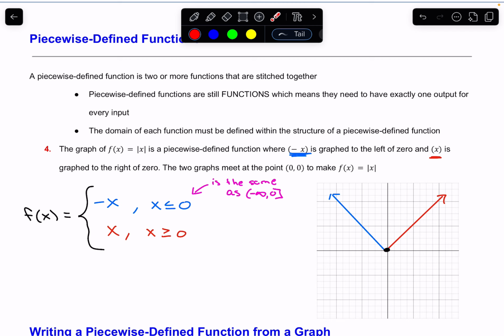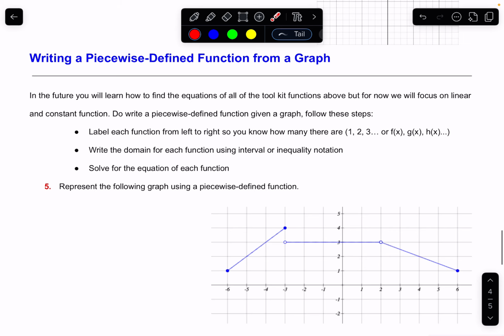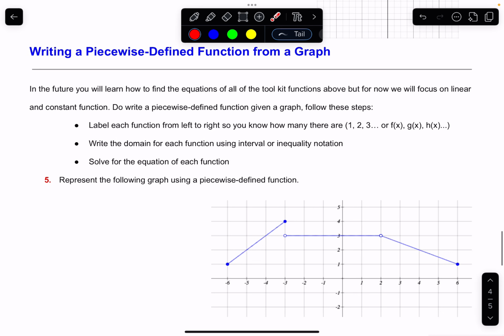So that's the absolute value function. Absolute value of x is really two functions pieced together. And you've now seen what it looks like to write a piecewise defined function. So now we're going to write one that's not a toolkit function. Okay, so here we have a few lines that are stitched together, and we're going to write a function that represents all three of these lines.